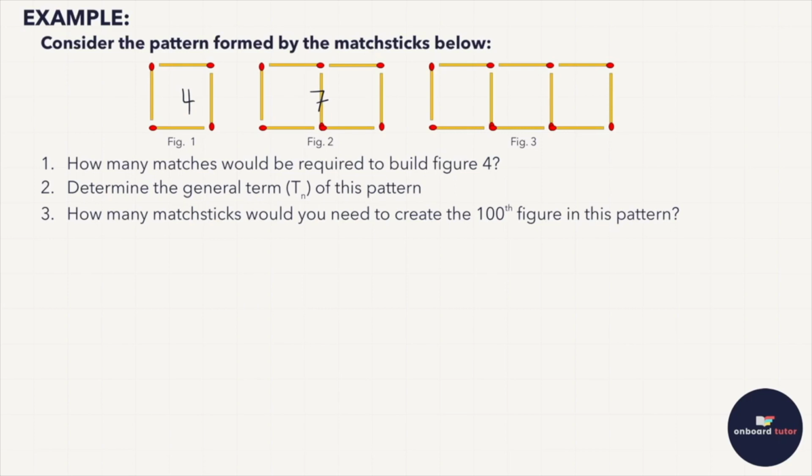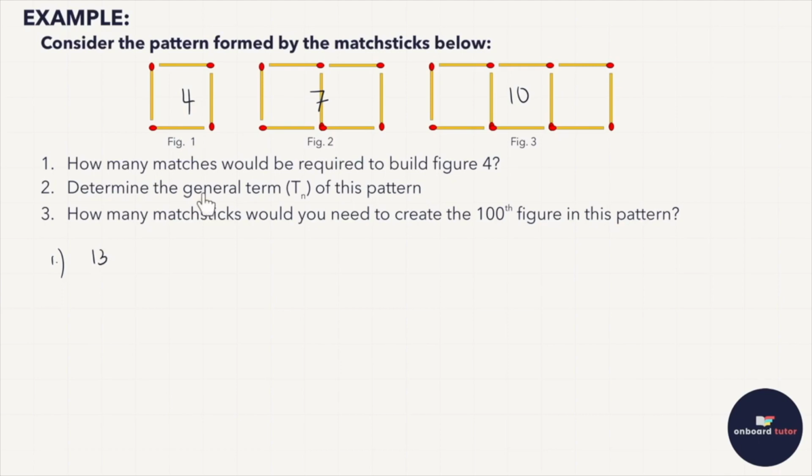And then, what do we notice? This is figure 2 with 1, 2, 3 more matches added. So with 10 matches, they have built figure 3. So what they ask us next there is how many matches would be required to build figure 4? So what do you notice, grade 10s? We notice that each time we are adding another 3 matches. So the next term there would simply be 10 plus 3, which is 13.